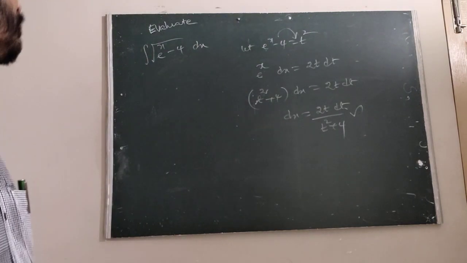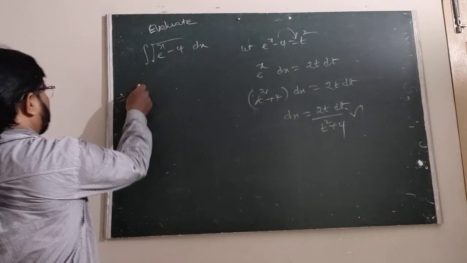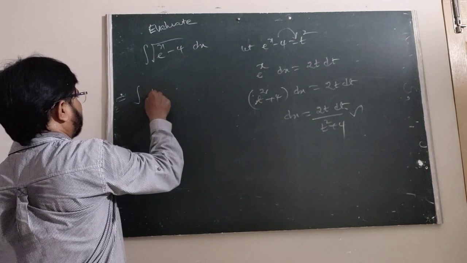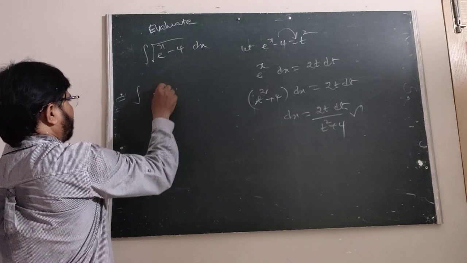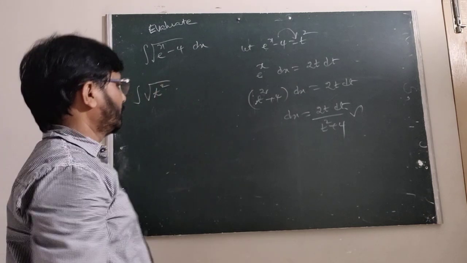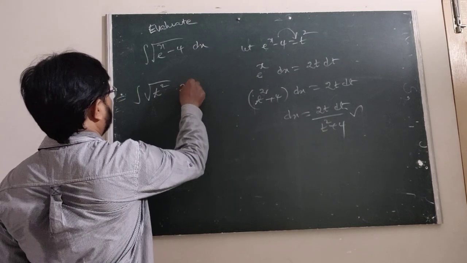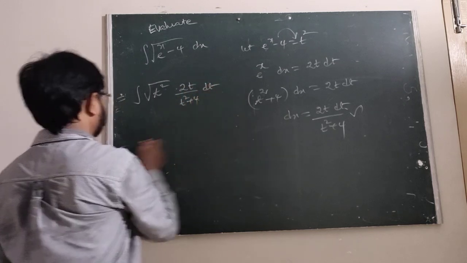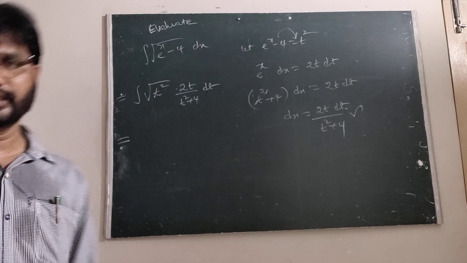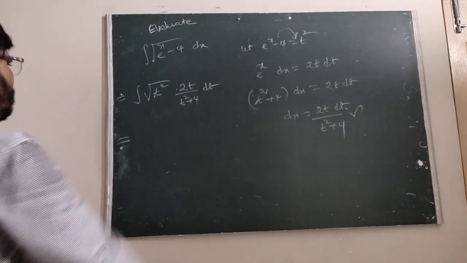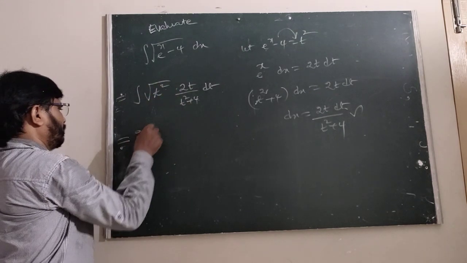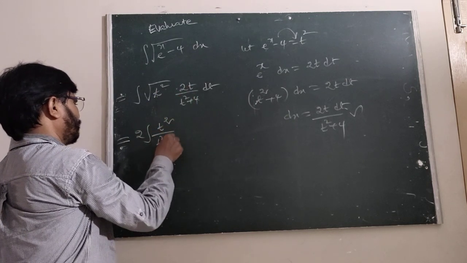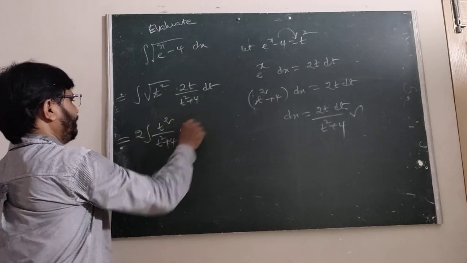Now we substitute this. We are getting the integral of the square root of t square, but dx is 2t dt by t square plus 4. The square and the square root cancel. Now we can write the integral of t into 2t, whole over t square plus 4, dt.